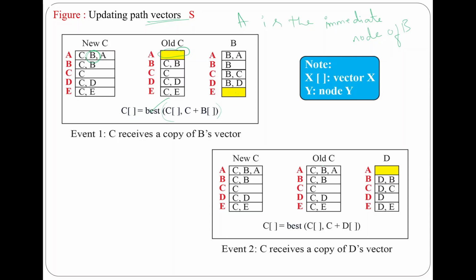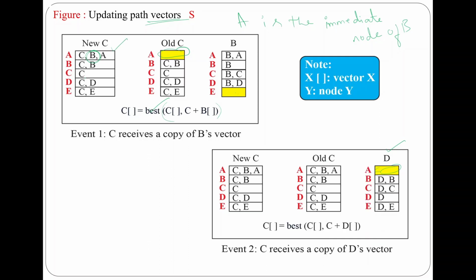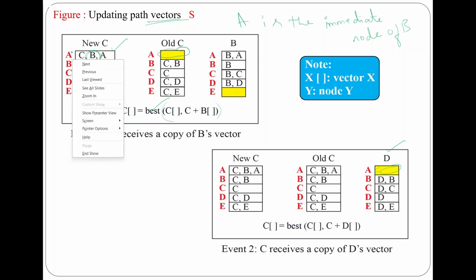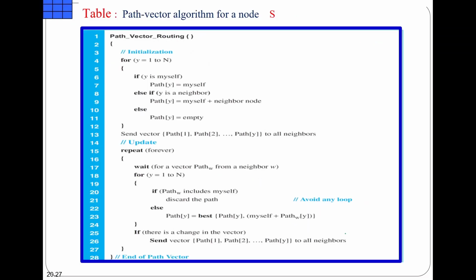Similarly, one more example. We can have the D table. Initially it was empty; from D to A, it is empty. But with respect to C, it is already a new table. For C to A, C has become an intermediate neighbor for A with respect to B. So this particular value will be updated in the new table. This is called the path vector algorithm.